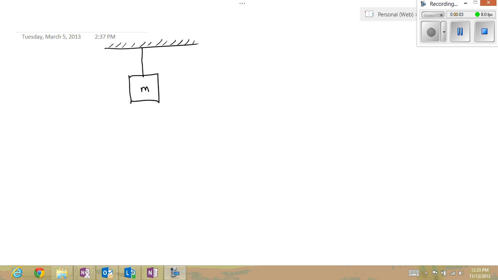I'm going to demonstrate how to solve Newton's laws problems using the free body diagram method. Here we have a situation where we have a box of mass m hanging from a wire that is suspended from an immovable object like the ceiling. So we might very well want to find out what is the tension in this particular string that's supporting the mass.